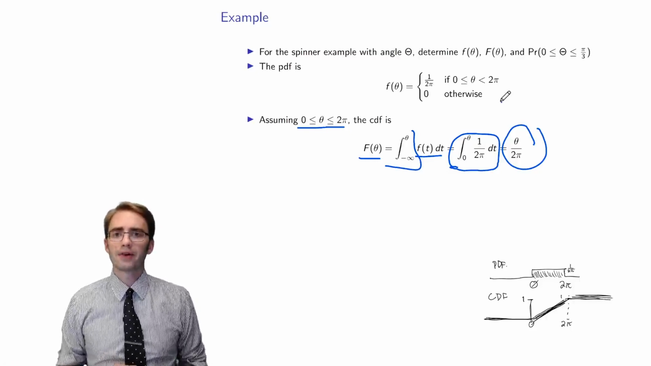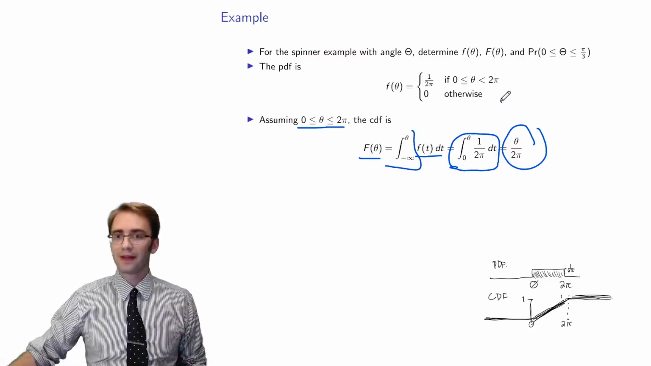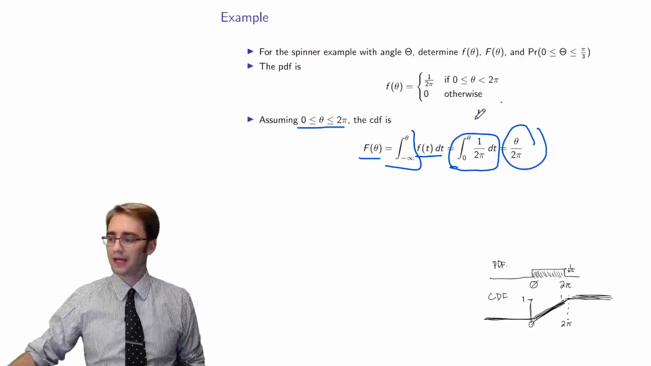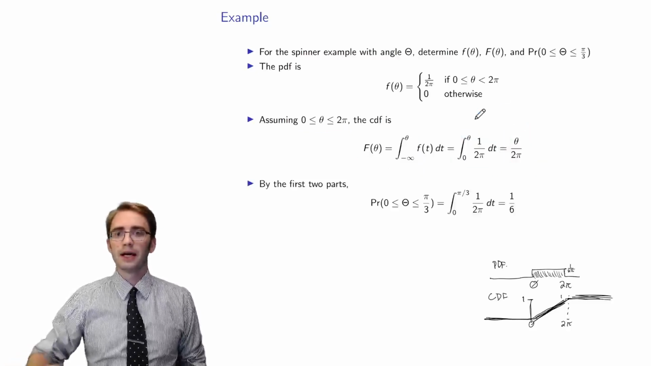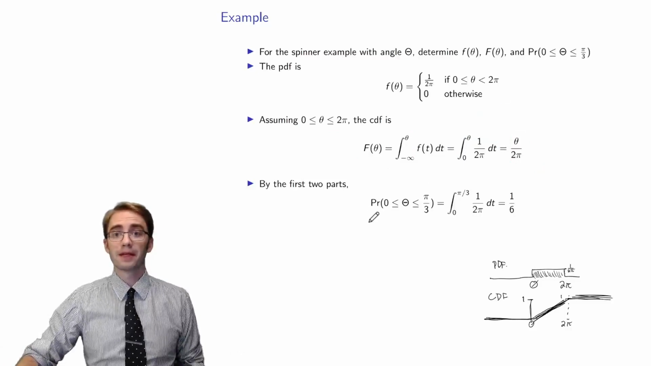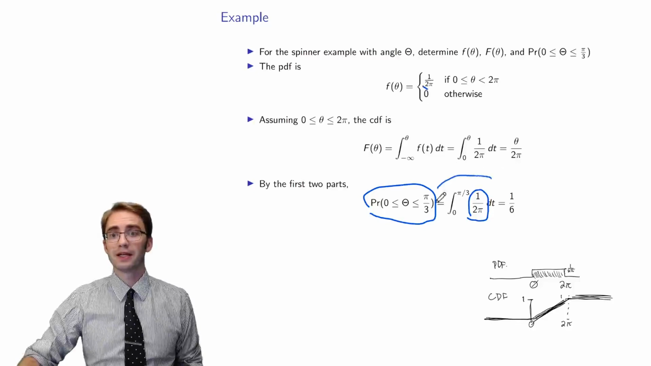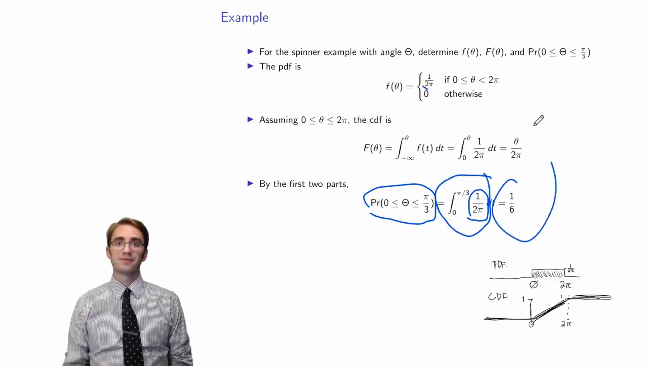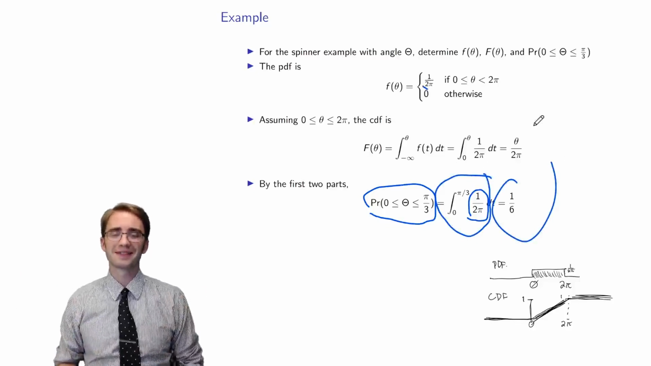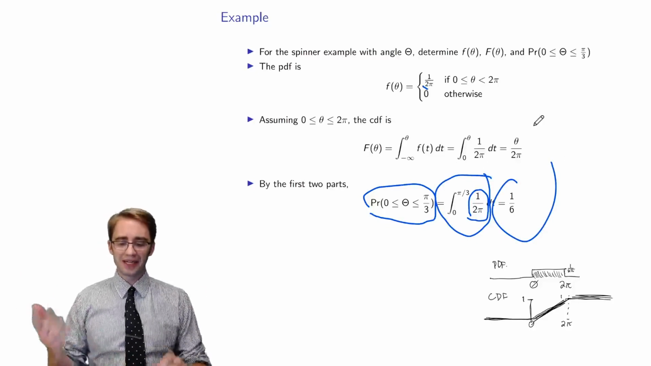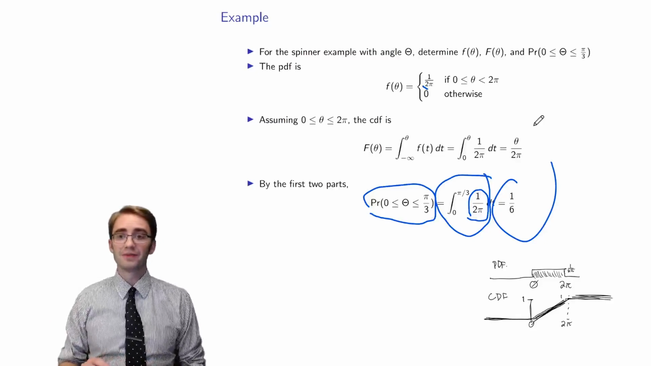And then finally, we're asked for what is the probability that theta lies between 0 and pi on 3, and so we'll work that out. By the first two parts, what is the probability that theta is between 0 and pi on 3? Well, it's just the integral of the PDF, which we already established is just 1 on 2 pi. So you integrate that from 0 to pi on 3, and you get 1/6. Okay, it's the world's simplest integral there. There's nothing that I really did. I just integrated the PDF from 0 to pi on 3.